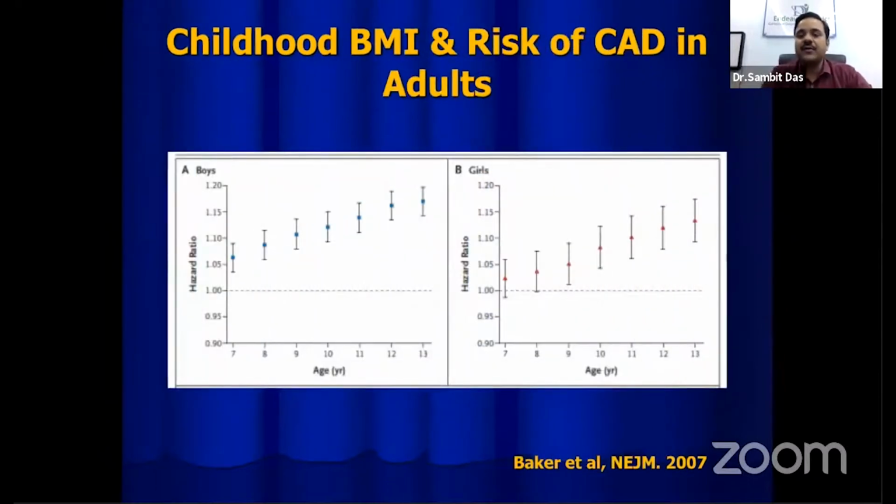Childhood BMI and risk of coronary artery disease in adults have been shown in this particular study, and they've shown that childhood BMI can predict the adult onset coronary artery disease, and it has been linearly associated, and it is more marked for boys compared to girls. At each of these ages, when the BMI increases, they have more chances of developing coronary artery disease in the future.